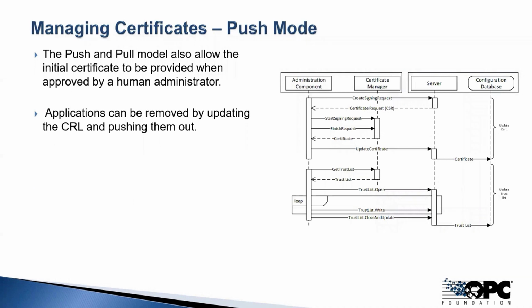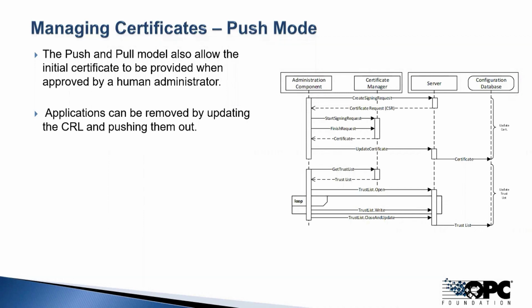The certificate manager also operates in push mode, and this is primarily for lower end devices which only have server capabilities, where the certificate manager, or a software agent acting on behalf of the certificate manager, will push the certificate up to the device, as well as provide the trust list and other configurations. It will do that periodically as required, whether to renew the certificate or to update the trust list and CRLs.